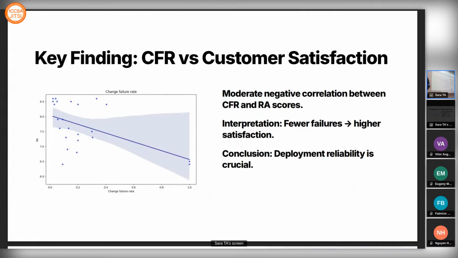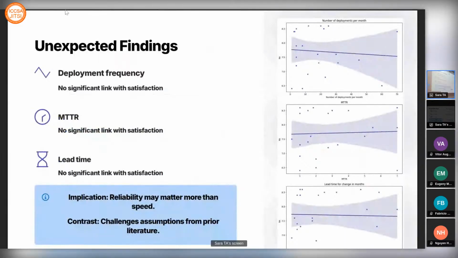When you lower CFR, you can see that from the point of view of external customers, they evaluate your product and your company better. So there is a correlation shift. Interpretation: fewer failures imply higher satisfaction. Conclusion: deployment reliability is crucial. It's shown. But we have some unexpected findings as well.